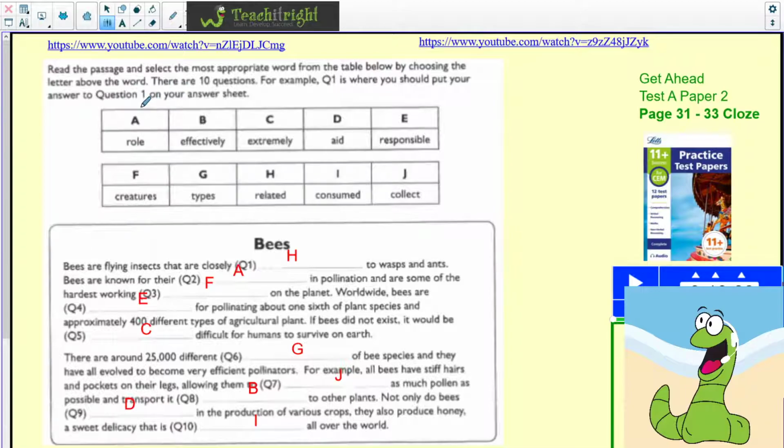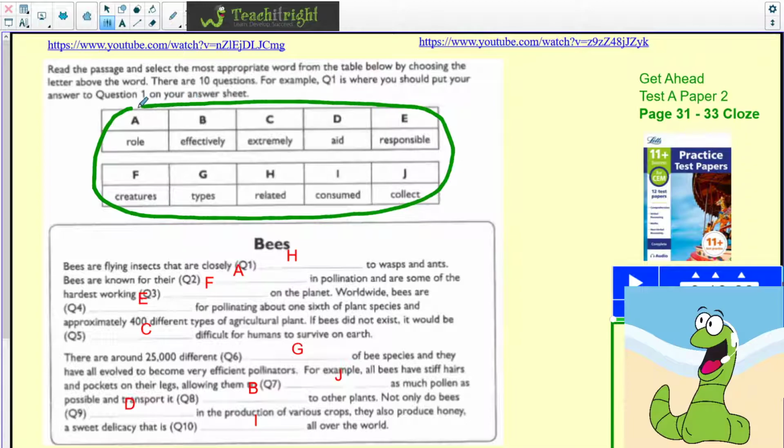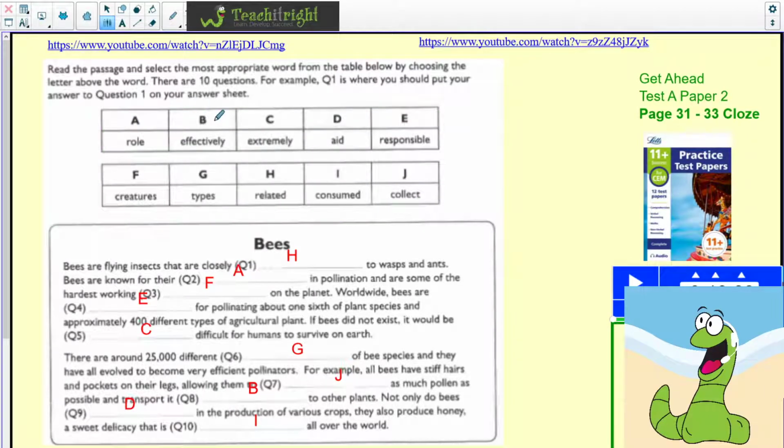So the tip suggested that we do look at the words that are in the word bank first of all. Make sure we know what they mean. So we've got a couple of new words here. Consumed. Consumed means when we eat. Effectively, that's when something is done well, if something is done effectively. So I think most of the other words are probably quite well known, and you should know their definitions. So that's always a good idea to look at the word bank before you start, and then we'll have a read down through and see if we can put the words in the right place.